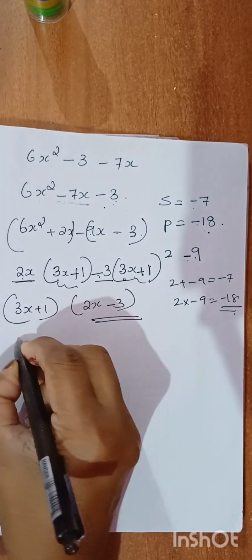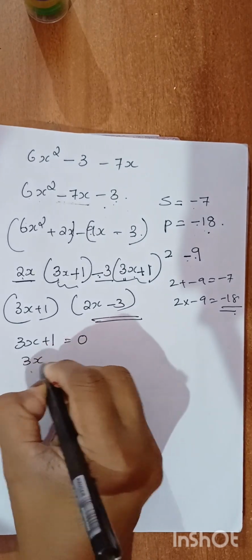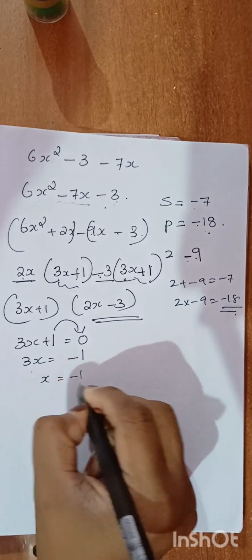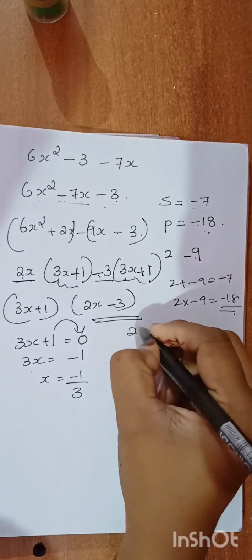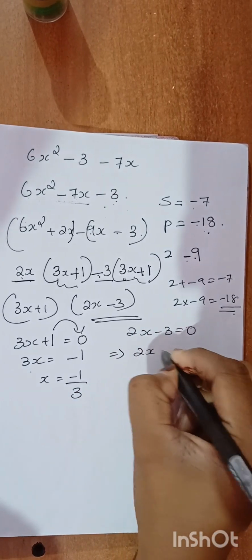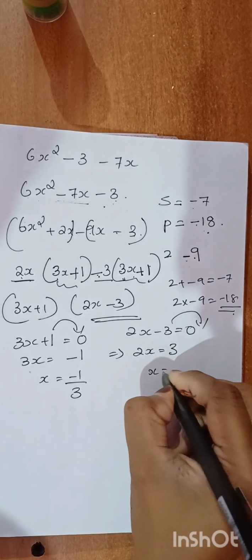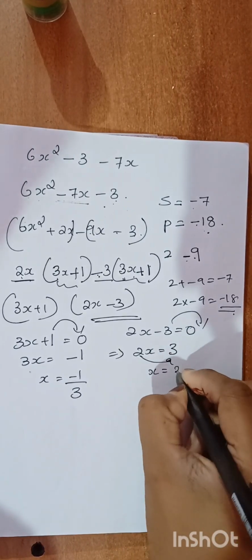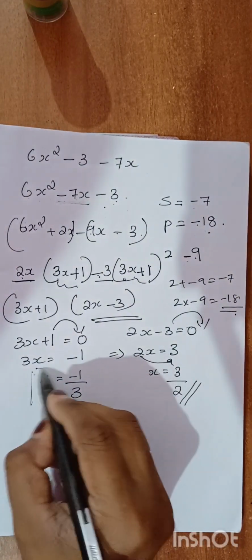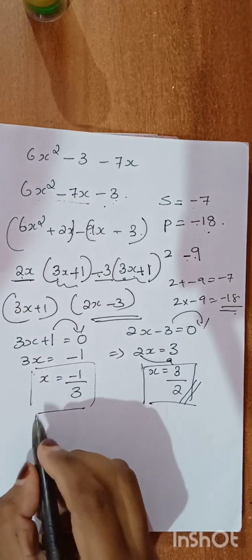So the zeros: 3x plus 1 is equal to 0. Taking plus 1 to the RHS, it becomes minus 1, so 3x is equal to minus 1 and x is equal to minus 1 by 3. And 2x minus 3 is equal to 0 implies 2x is equal to minus 3. Taking to the RHS it becomes positive, and this 2 goes to the denominator, x is equal to 3 by 2. That means the two zeros are minus 1 by 3 and 3 by 2. Then you have to verify this.